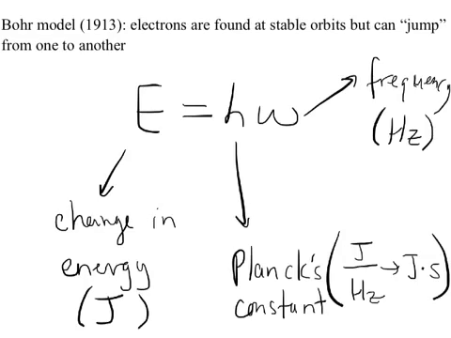Before we get into any mathematical part, we need to look at the idea of electrons jumping from one energy level to another and why they do that. To do so, we're going to talk about a topic called spontaneous emission.